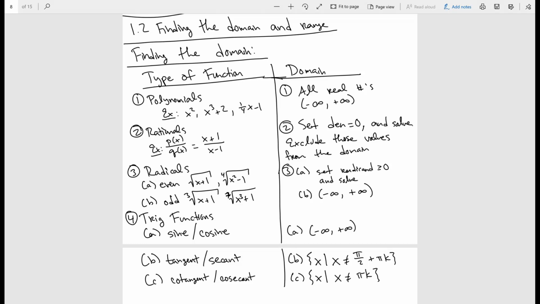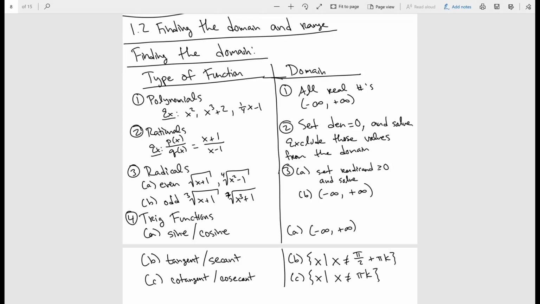This is section 1.2, finding the domain and range of a function. So if you want to take a moment to pause the video and just write all of this down, you can do so. This is really, really important because you will have a couple questions like this on your exam. So make sure that you know these.